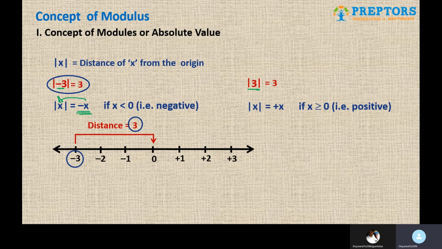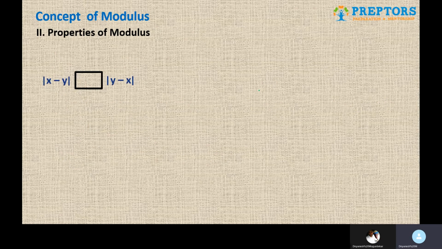Let's go a bit further. Some properties of modulus of x, 4 properties to be specific. First one: mod of x minus y is equal to mod of y minus x. You can take some numbers and you realize it is equal. 5 minus 3 on the left side is 2, mod of 2 is 2, and on the right side 3 minus 5 is minus 2, mod of minus 2 is also 2, and hence they are equal.